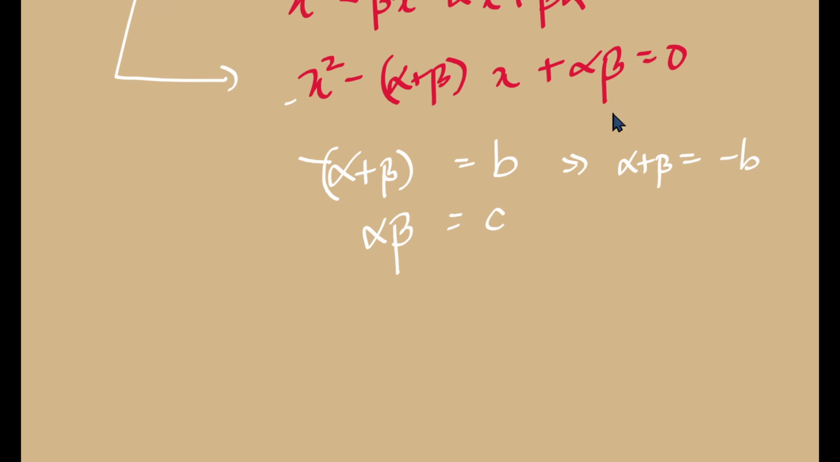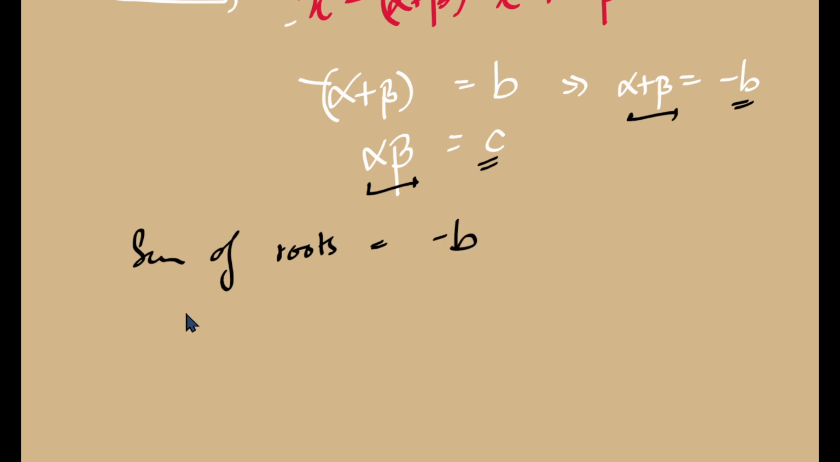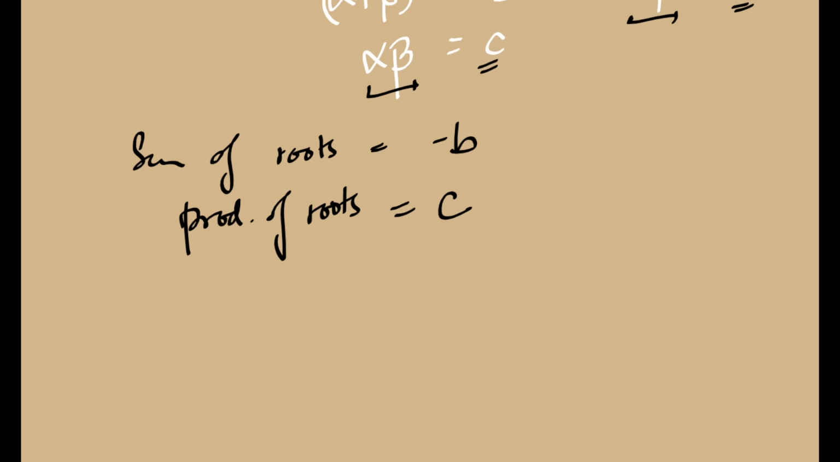So we have established a relation between the roots of an equation, alpha and beta, and the coefficient of the middle term and the last term, minus b and c. So sum of roots is equal to the negative of the middle term, that is minus b, and product of roots is equal to c, that is the constant term of the quadratic.